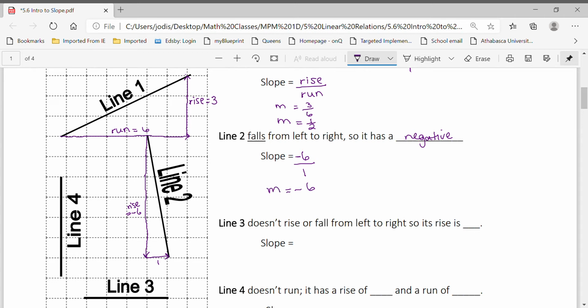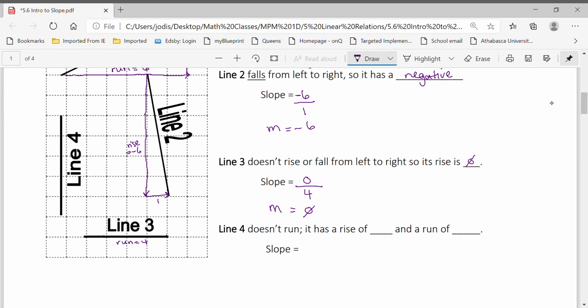Line number 3, at the bottom here, is a horizontal line. It doesn't rise or fall from left to right, so its rise would be 0. We don't have a rise, but we do have a run. The run is 1, 2, 3, 4. So 0 over 4, our slope is just 0.